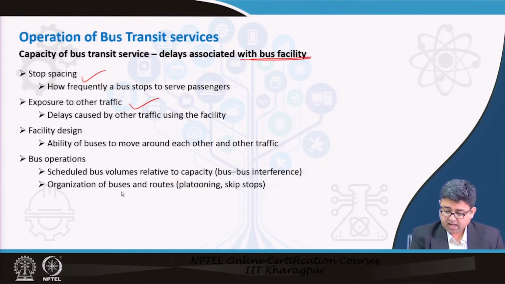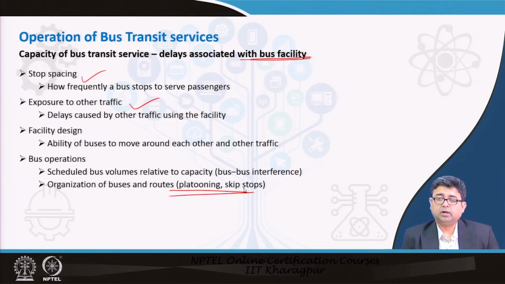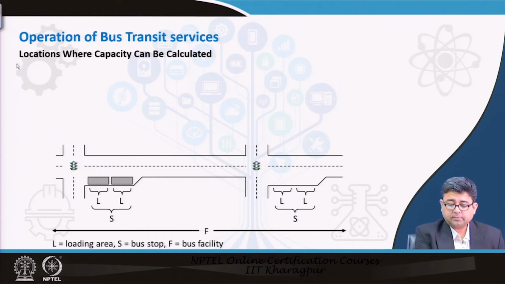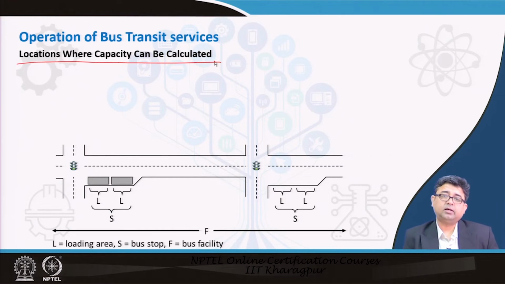And then there may be bus operation factors that come into play, whereas more and more due to congestion situations, there will be platooning, where 2 or 3 buses are bunched together, and that causes again a reduction in the capacity. So, what are the places where capacity is calculated when it comes to a bus transit system?